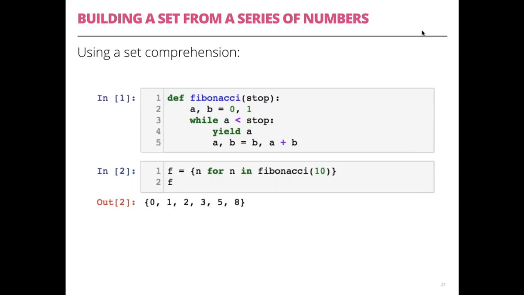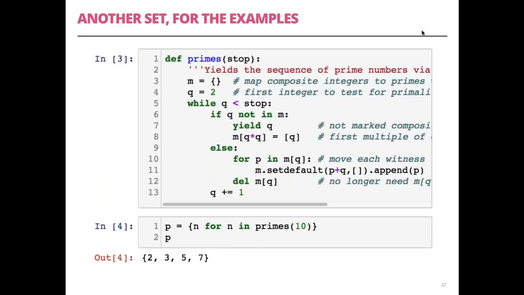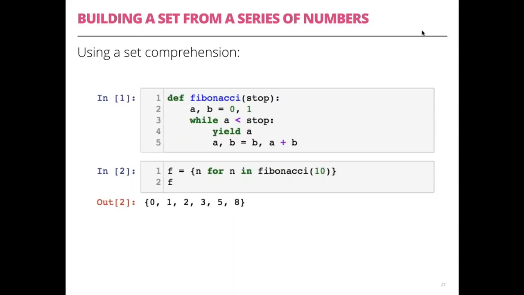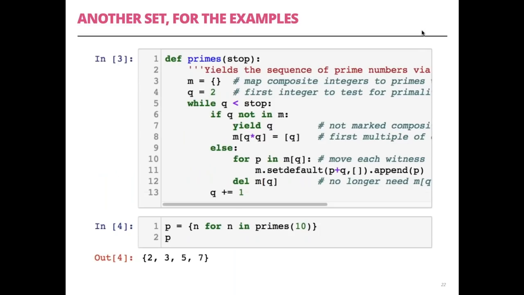So that's how you build a set from a generator function in this example, or actually from any object that produces an iterator. This is another example. I'm not going to go into the code. I just need another example because I want to have two sets. The first set, let me go back a little bit, is the F set, the Fibonacci numbers up to 10, excluding. And the second set is the primes up to 10, excluding. So the F set and the P set. I'm going to use them in examples.